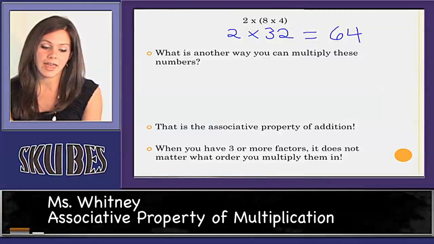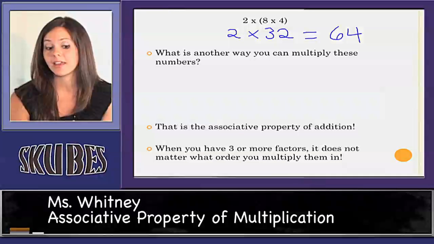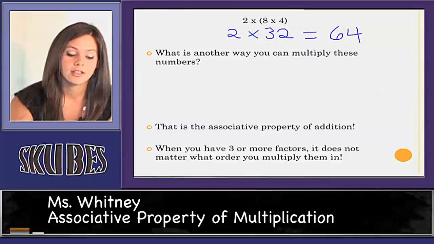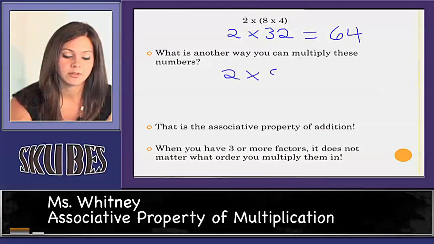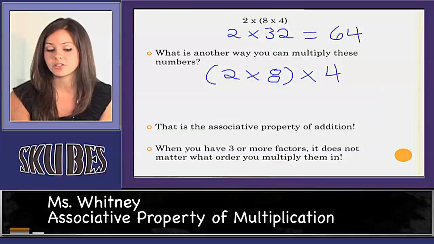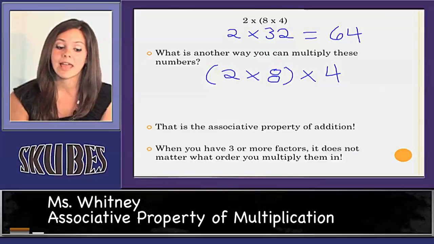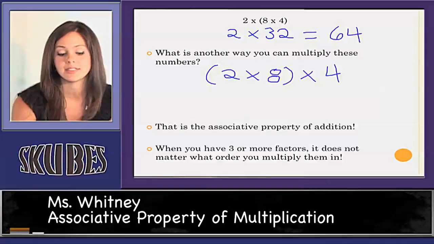Now, what is another way that we can multiply these numbers? We have the numbers 2, 8, and 4. I can group 2 times 8 in the parentheses times 4. I'm still using the same three numbers, 2, 8, and 4, but now I need to multiply the 2 and the 8 first.